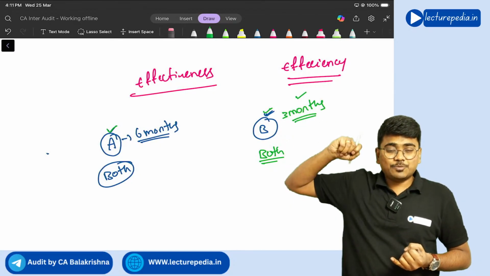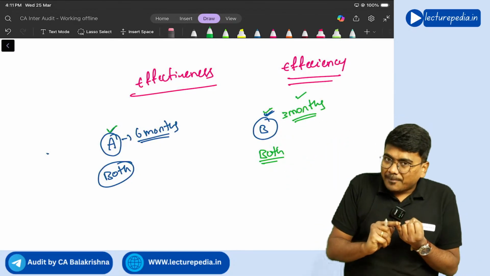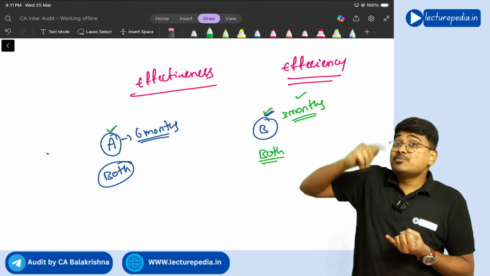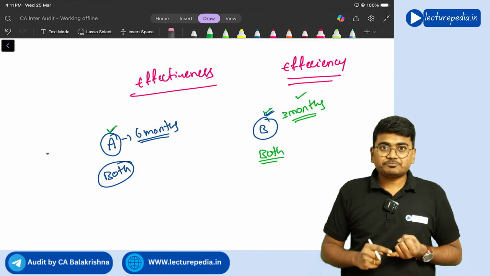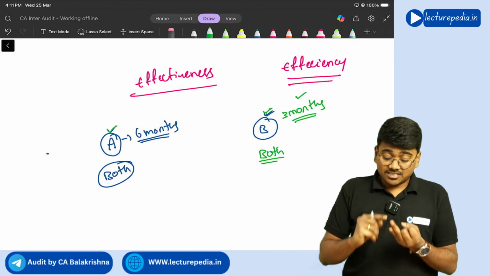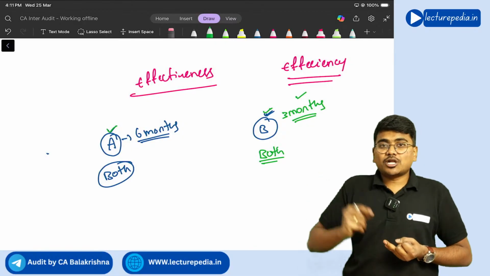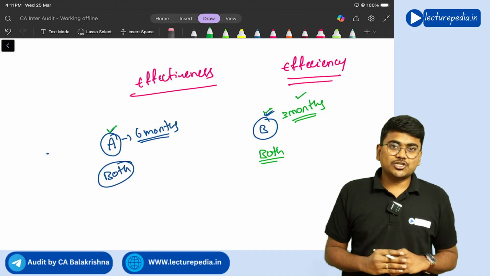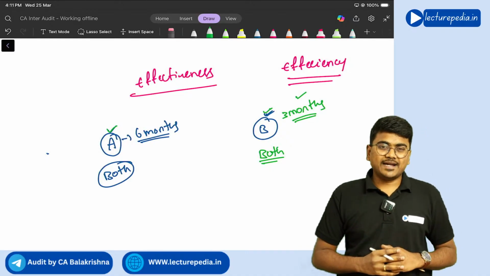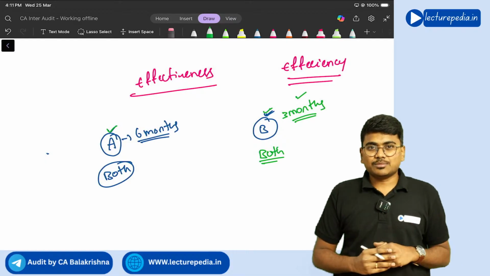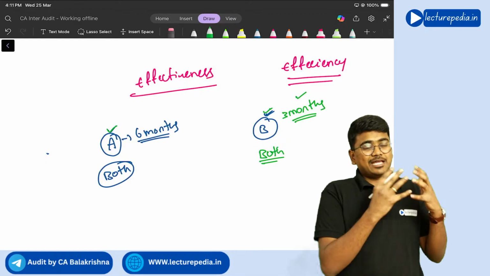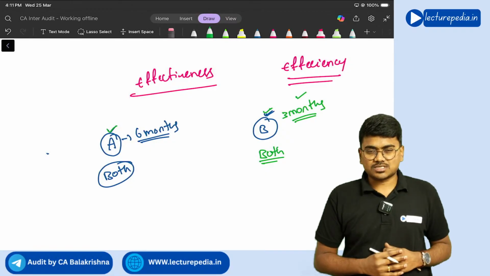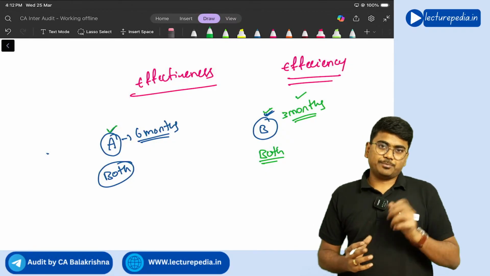That is your objective, right? So if you properly plan the audit, you will be able to achieve that objective, effectiveness, and you will be able to complete your audit with lesser resources. See, in case of audit, resources means nothing but manpower and the time that you consume. Those are the resources. Main resource will be manpower.